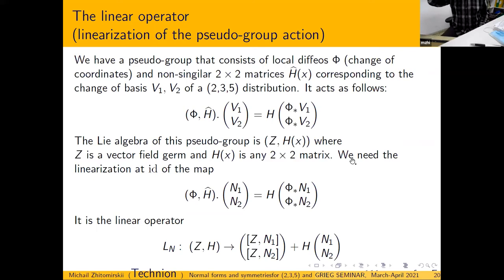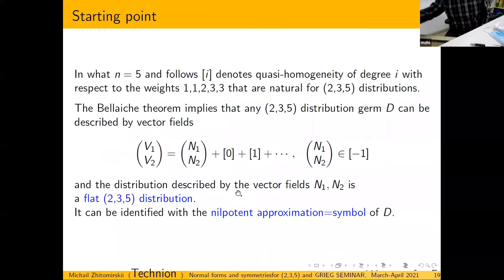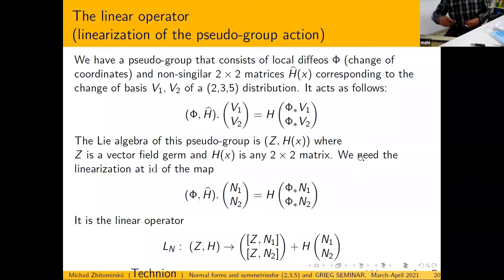And now what we needed was, so what was this operator? We take this N, the nilpotent approximation, this part homogeneous of degree minus one. Like for Riemannian metrics, we took the identity matrix. Consider this map. So our group acts on N1 and N2. This is the orbit, if you take all possible diffeomorphisms and non-singular matrices. This is the orbit of the flat distribution, N1 and N2. And we have to linearize this action at the identity. This map, we have to linearize at the identity.